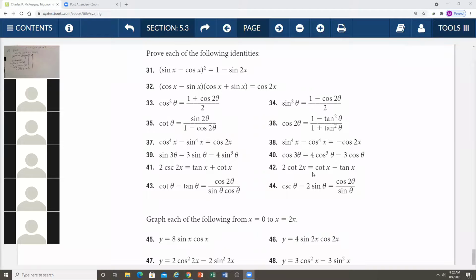Problem number 40 is interesting. We have the cosine of 3 theta. Wow, triple angle. Cosine of 3 theta is equal to 4 times the cosine cubed of theta minus 3 times the cosine of theta. How would we prove that this is a valid identity? Number 40.